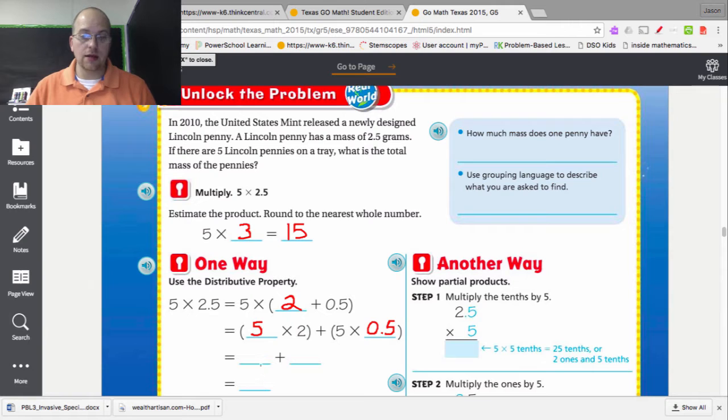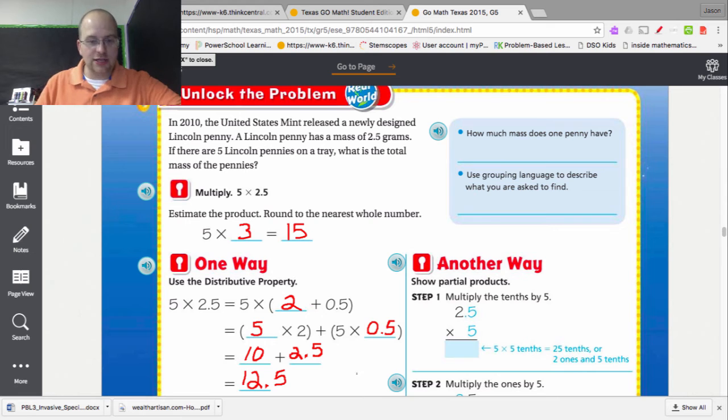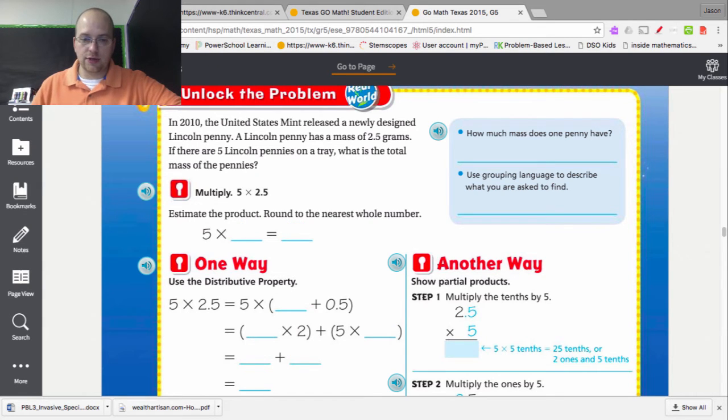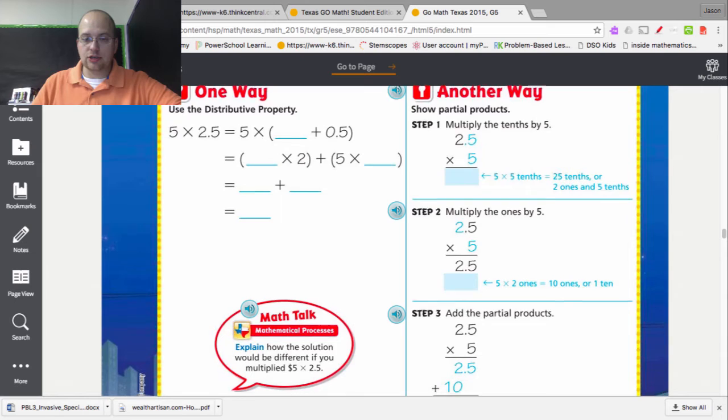Well, we know that 5 times 2 is 10, and 5 times 5/10, well, 5 times 5 is 25, and we have one decimal place, so there must be one decimal place in our answer. Remember, we talked about that today in class. So 10 plus 2 and 5/10, and that means that our answer would be 12 and 5/10. Now, is there another way we can do this? Well, let's look at another way.